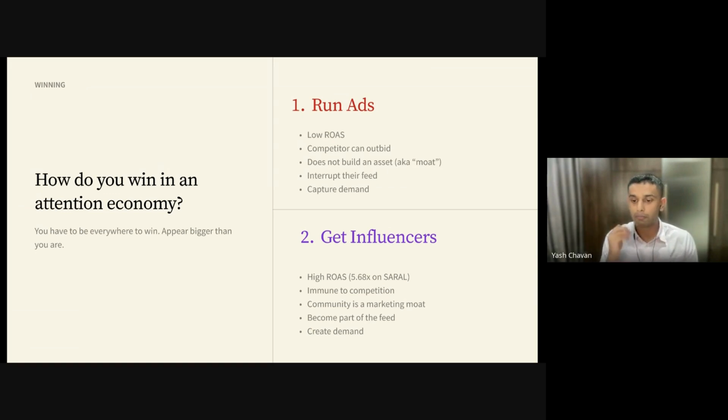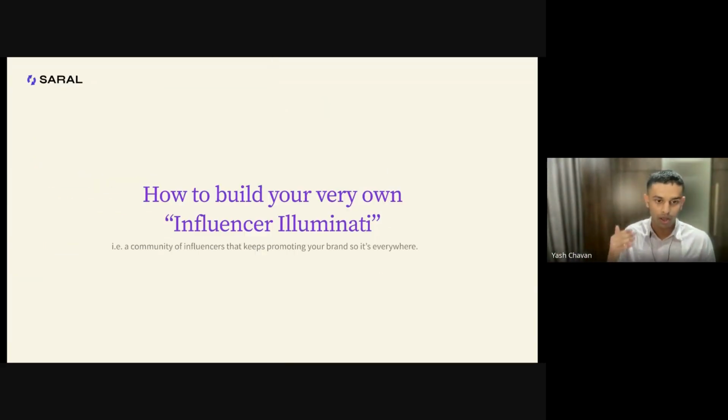By doing that, you become part of their feed. That's how you win in an attention economy. You're not interrupting their feed with an ad. You're becoming part of their feed. You're going in front of your customers as they want you to, in their mode of choice, right? And you're creating net new demand. You're driving incrementality by influencing purchases. Again, the root is influence. You're influencing purchases to happen that otherwise maybe would not have happened, right? So that's the core of it. How do you win in an attention economy? By building this influencer Illuminati that I'm talking about.